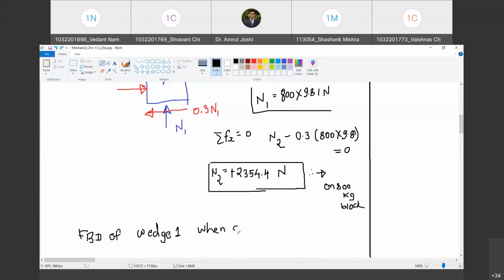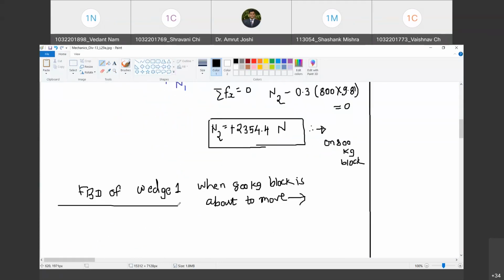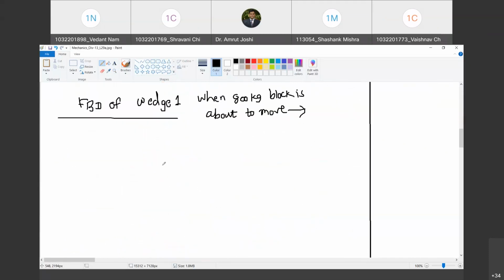But when the 800 kg block is about to move towards right, do you agree with me? About to move towards right. This is when we are going to draw the free body diagram of the wedge. So how does that free body diagram look like? Tell me.